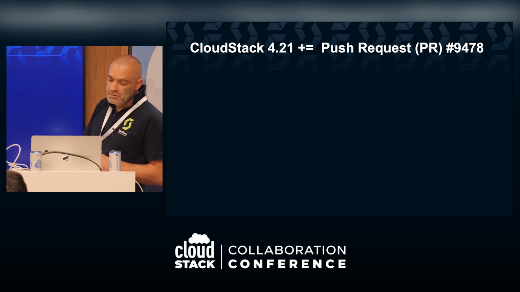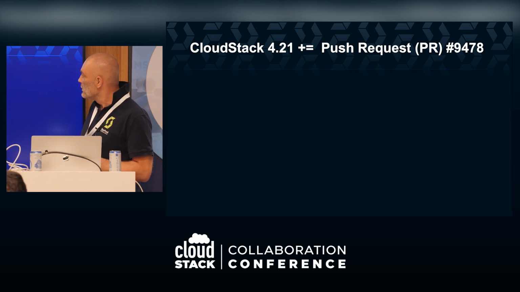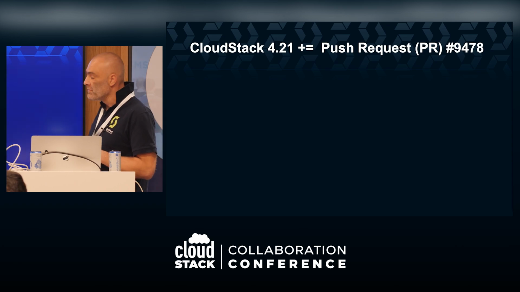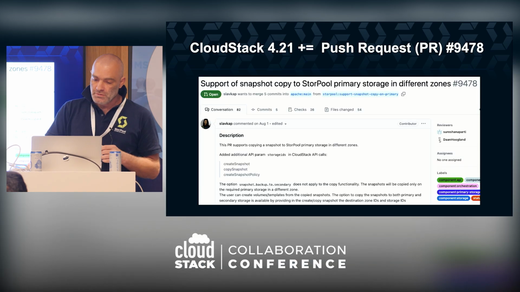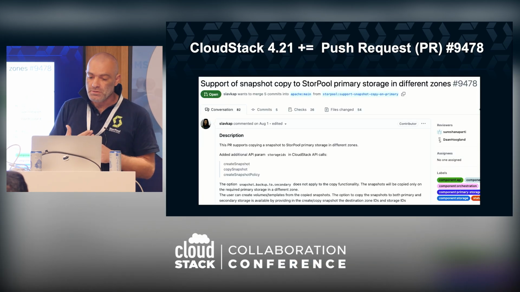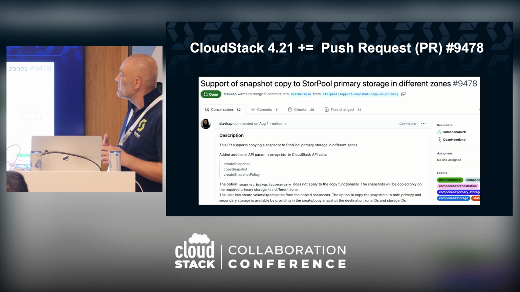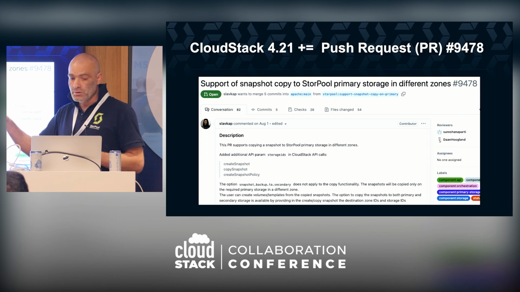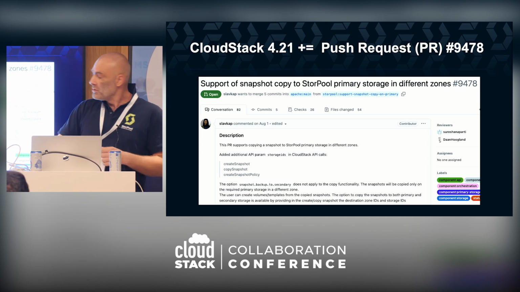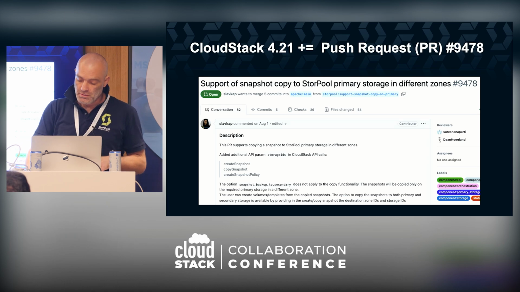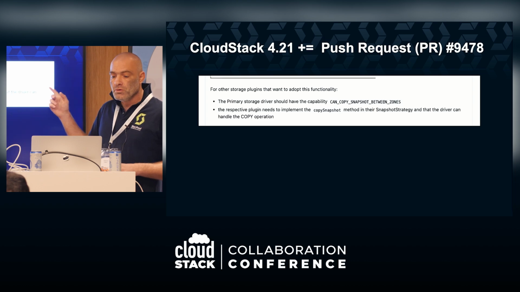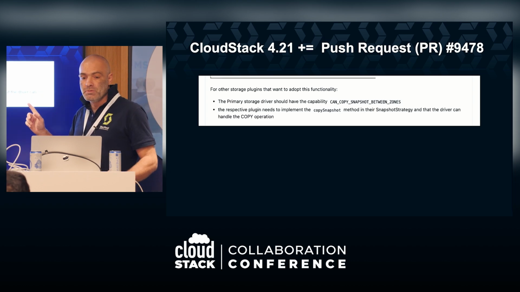For the upcoming version of CloudStack 4.21, there is a pull request, number 9478, which implements an enhancement: a function to copy snapshots using StorPool as a primary storage to a different zone, only between primary storages. And the good news, if you scroll down in this GitHub page, is that this feature is not limited only to StorPool-based primary storage.